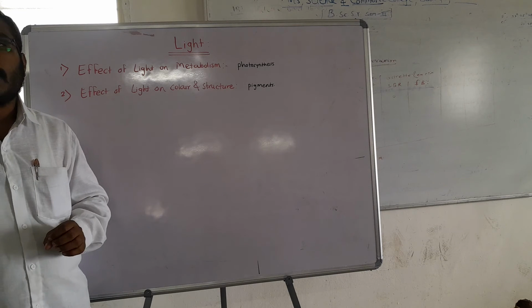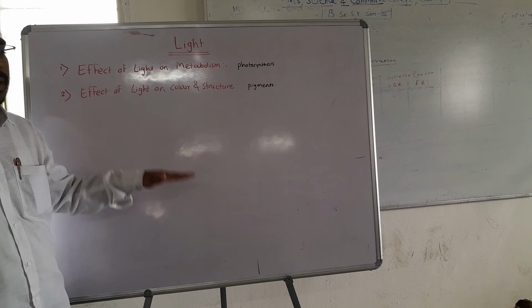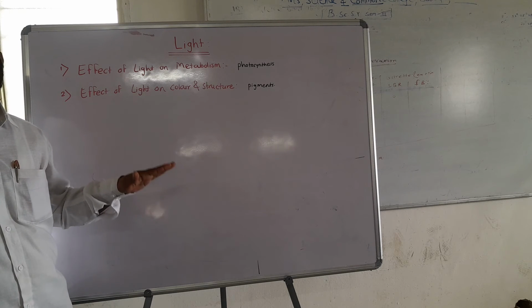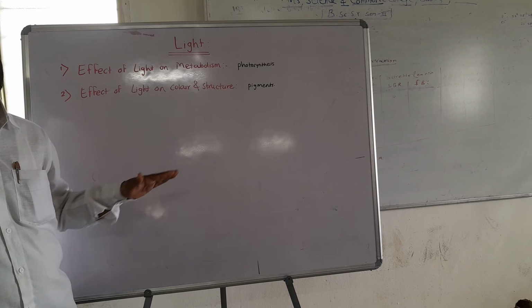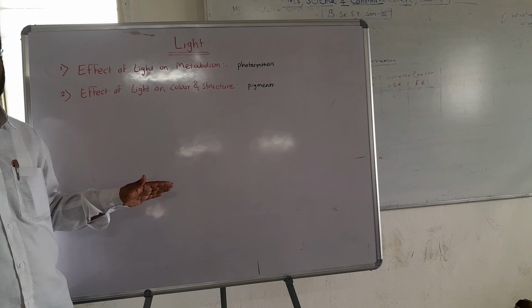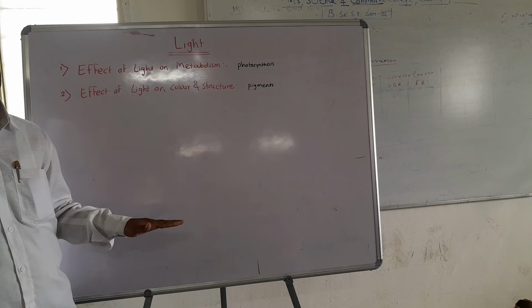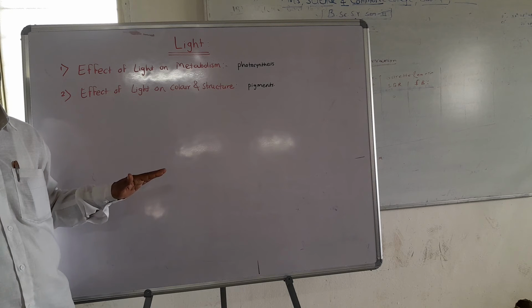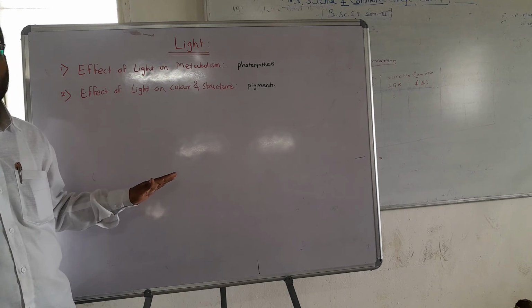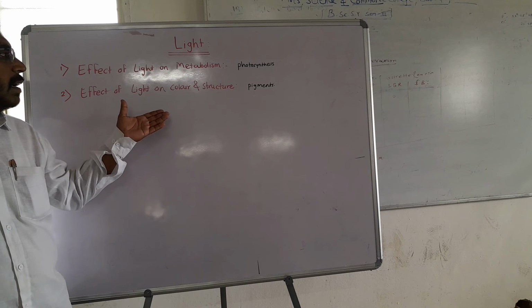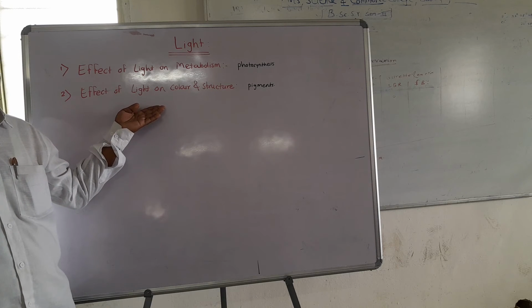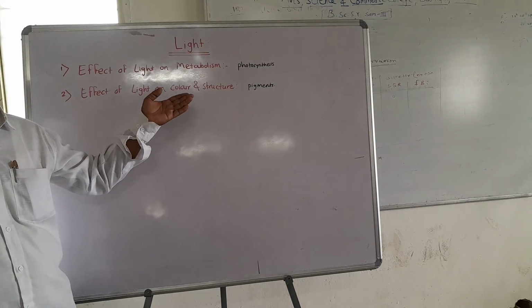Then some animals which reside in the deep sea, where sunlight does not reach directly, do not form coloration. They become dark or grey or black in color. In this way, light affects coloration of organisms.